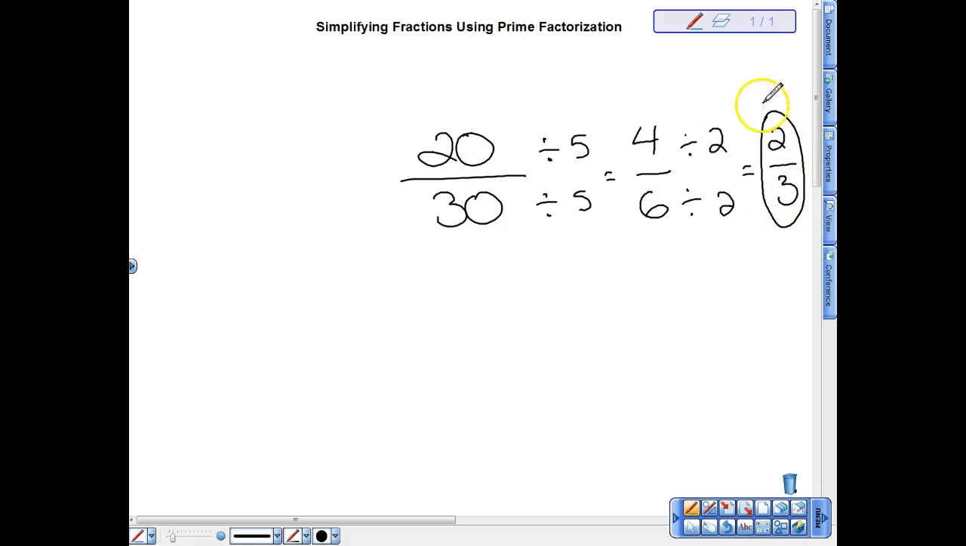So what we're looking for is the smallest fraction possible. Sometimes we have to do multiple steps, and prime factorization helps us do that.